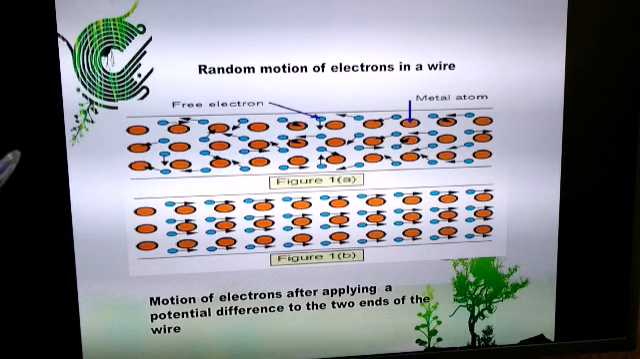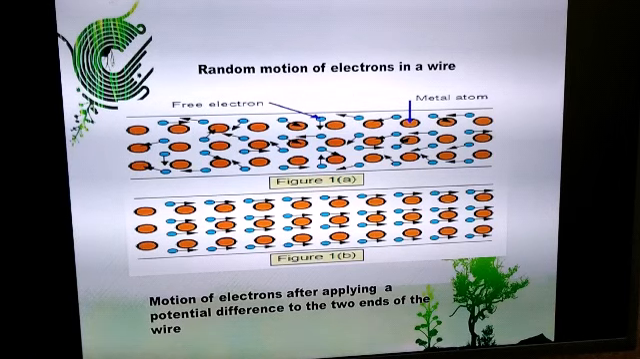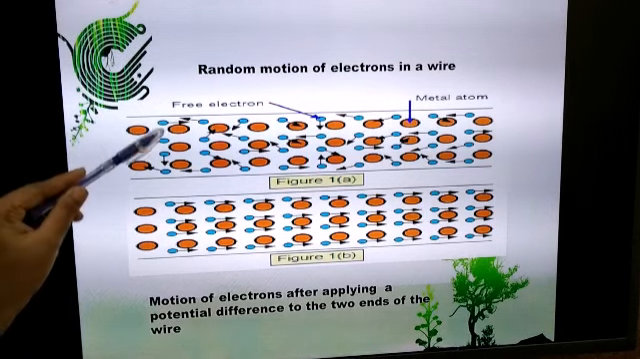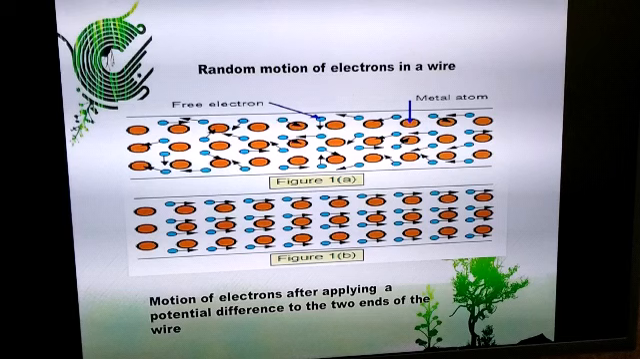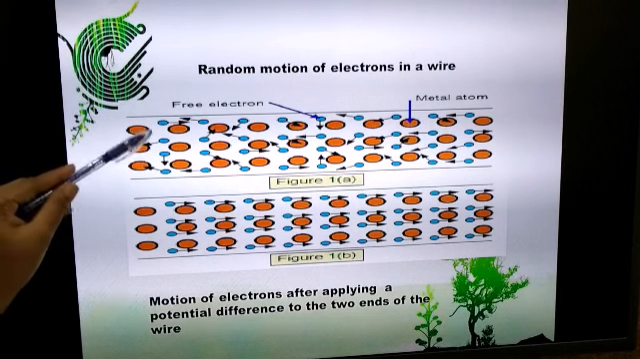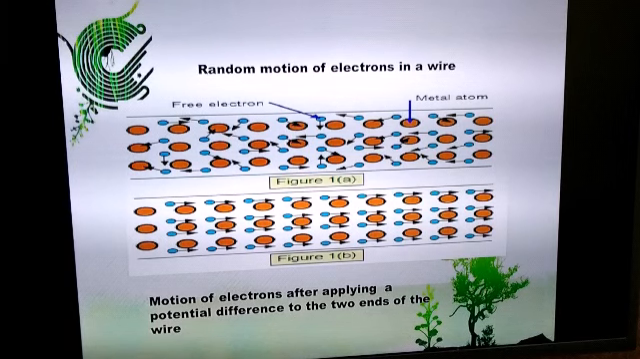of that metal. For example, if this wire is a copper wire, there are many atoms of copper in this copper wire. So these are all atoms of the metal. And each atom has one or more than one electron in the outermost orbit. So these blue colored structures that you can see, which are attached to the atom, these are electrons. And these electrons, as you know, are negatively charged.